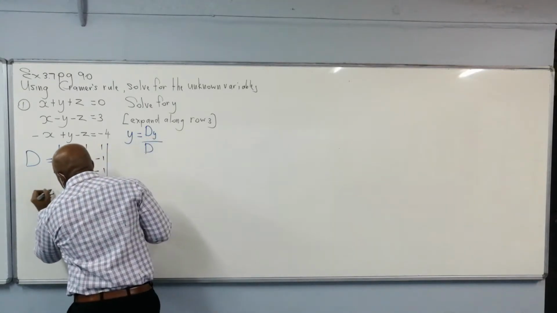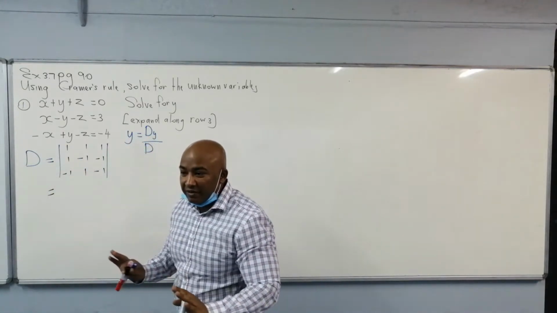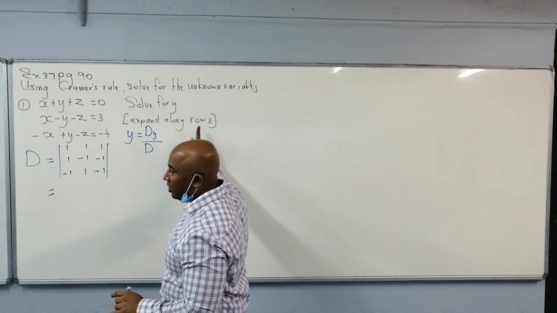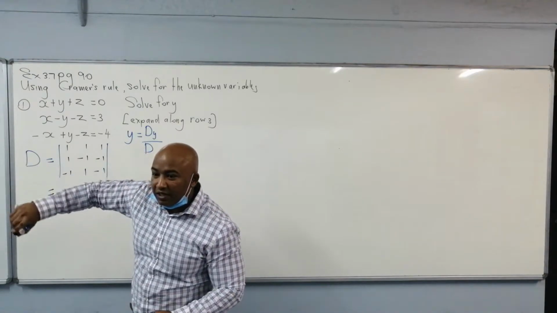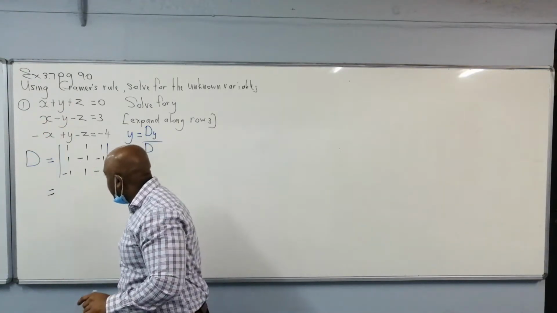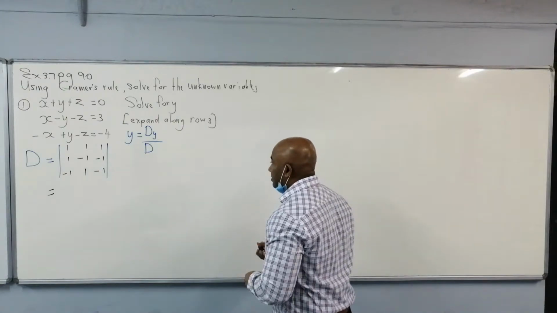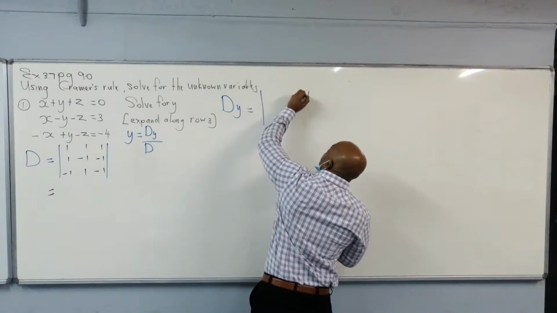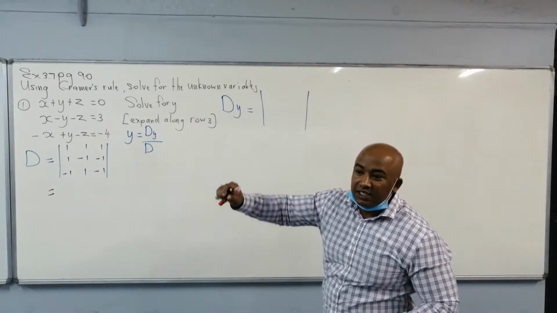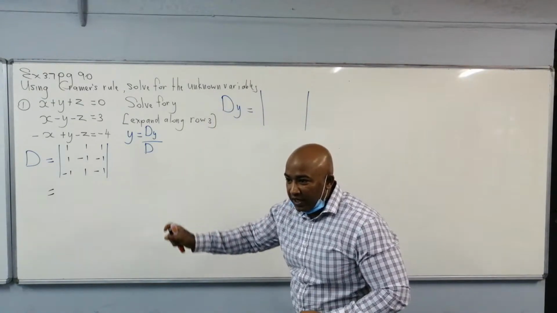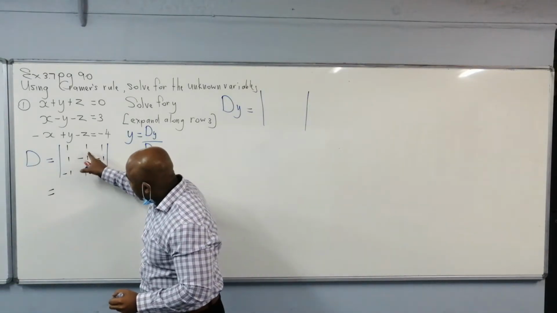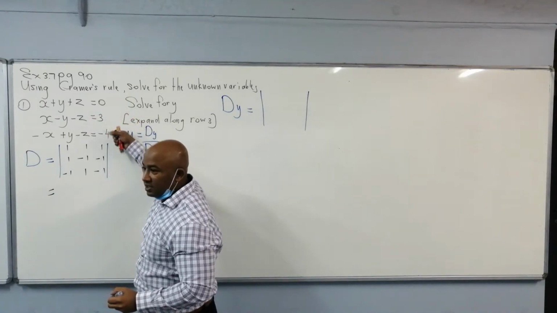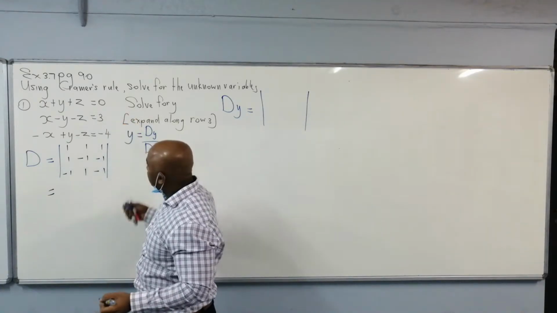So here we evaluate this. There are 6 different ways to do it, but you can't do any way you feel like. You expand along row 3. In the other examples, we expanded along row 1, column 1. So you're going to work it out here. Then what about dy? For dy, we replace the coefficients of y with the constants, D1, D2, D3.